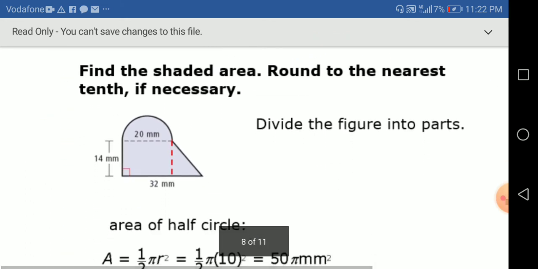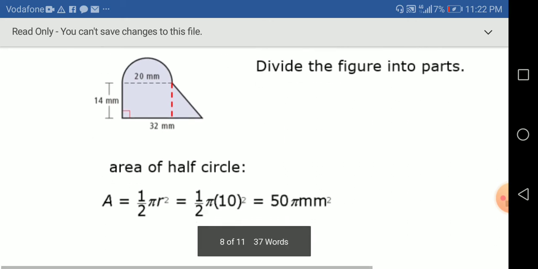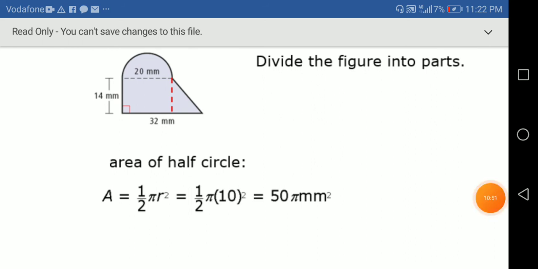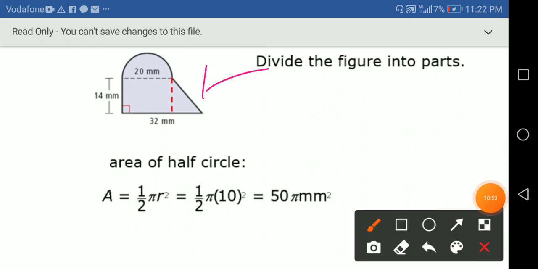Example, we have another example. Okay, guys, here we are going to talk about the composite figures. Find the shaded area, round to the nearest tenth if necessary. If I have a composite figure like this, I can divide it into shapes that I can use to find their areas. So I divided the figure into 3 parts: triangle, rectangle, and what?